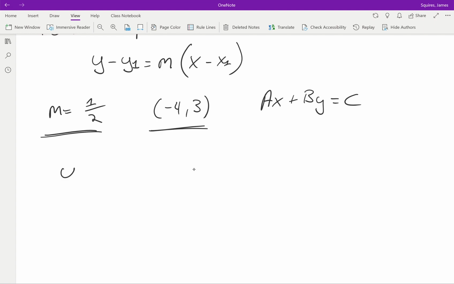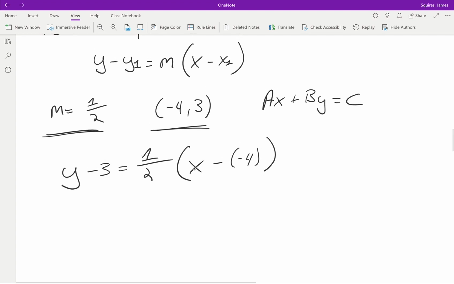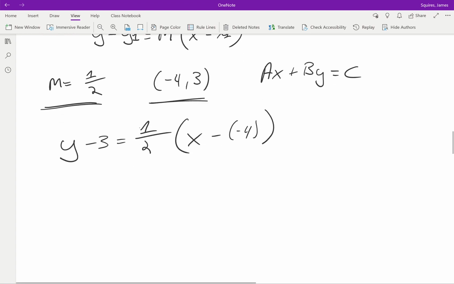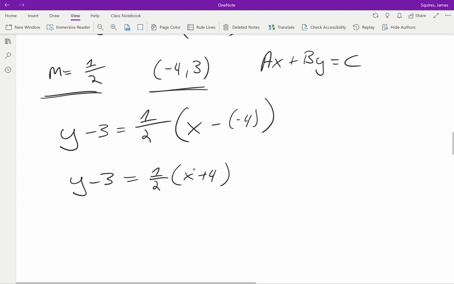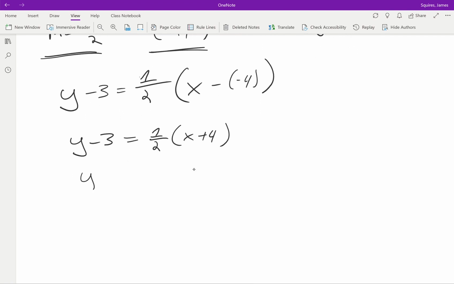So we're going to have y minus 3 equals 1/2 times x minus negative 4. The first thing I would want to do is get rid of that minus negative 4, or deal with that at least. So y minus 3 equals 1/2 times x plus 4. We can then distribute that 1/2 in. y minus 3 equals 1/2 x plus 2.